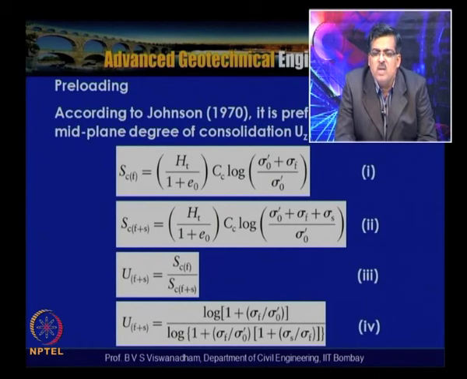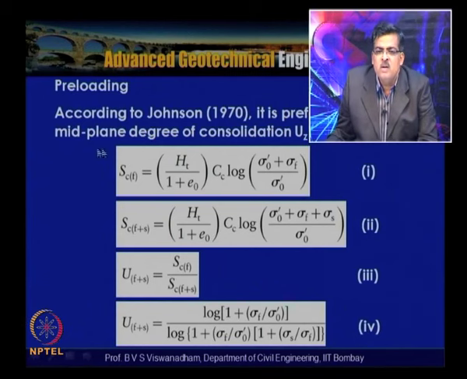So we can define the degree of consolidation as SCF, that is the consolidation settlement without any preload, and with the preload and surcharge, that is settlement without any preload and settlement with preload and permanent load, that is SCF by SCF plus S. So by substituting these, 1 and 2, in 3, we get UF plus S is equal to logarithmic of 1 plus sigma f by sigma naught dash, divided by logarithmic of 1 plus sigma f by sigma naught dash into 1 plus sigma s by sigma f.